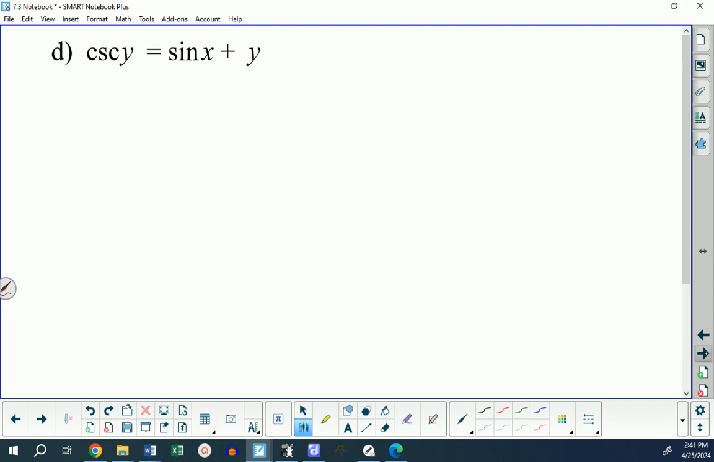Okay, a little bit of implicit differentiation. Cosecant of y equals sine of x plus y. So what is the derivative of cosecant of y? I want to say that it's negative cosecant of y cotangent of y. Except it's not really. There's something else. What do we need to do here, Jay? dy dx times the derivative of the argument. The argument of cosecant of y is y, so the derivative of that argument is dy dx.